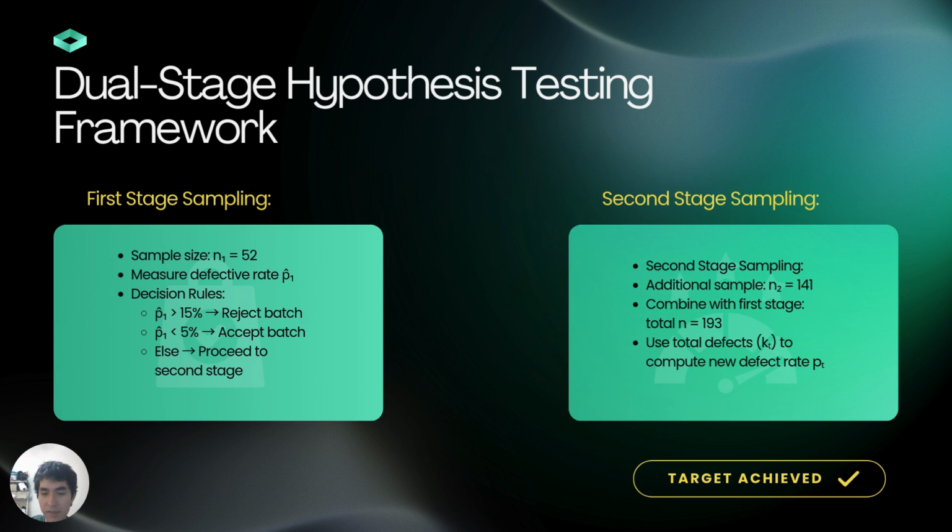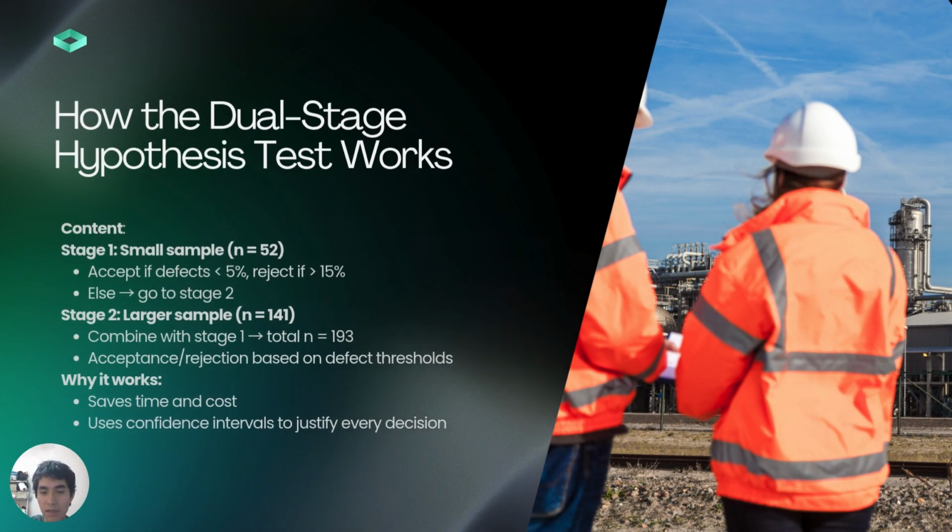This process allows fast decisions when the result is obvious, but takes extra time when the result is uncertain. It's an efficient balance. The power of this model lies in its flexibility and efficiency. Many quality control systems either inspect too much, wasting time and resources, or too little, risking bad decisions. But this approach adjusts based on the situation.